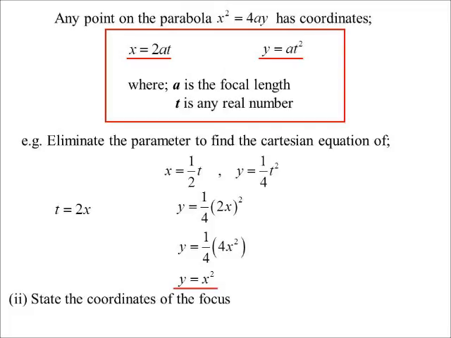So what are the coordinates of the focus? Well, we can still do the same sort of things. a in this case is a quarter. And so the focus is (0, 0.25).